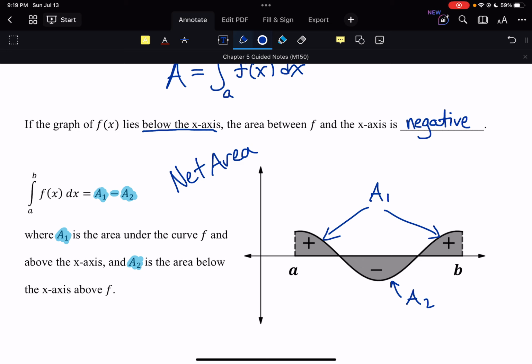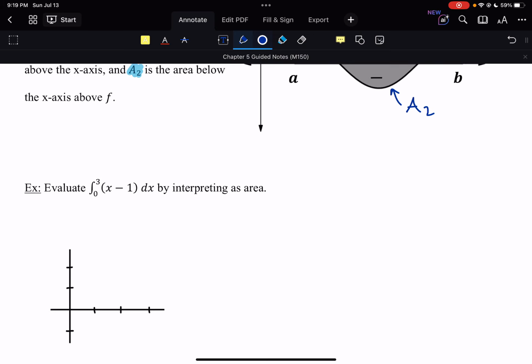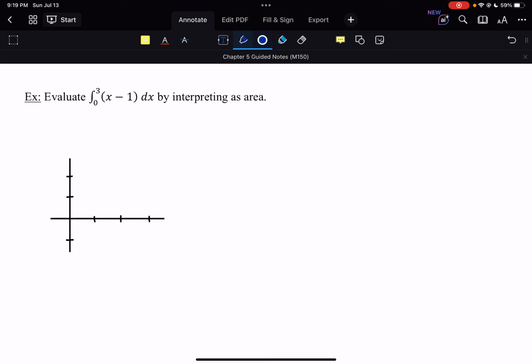Now the nice thing for us is that the integral is already doing this. This isn't something that we need to take extra steps or precautions for. Integrals are already giving us net area. They're counting those positive areas and negative areas and adding them together. So we can look at this visually before we get to any antiderivative calculations.